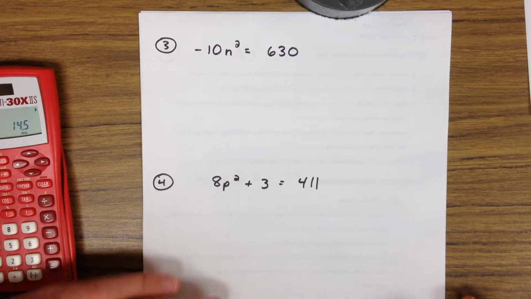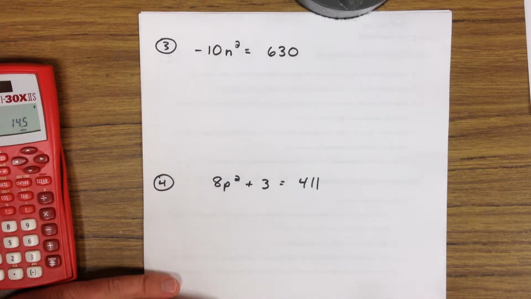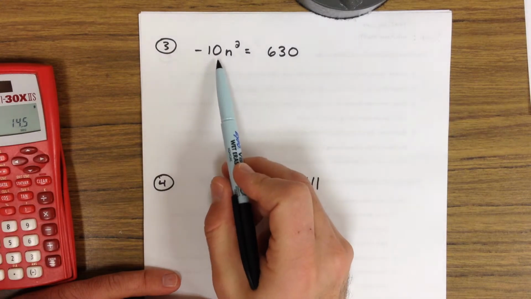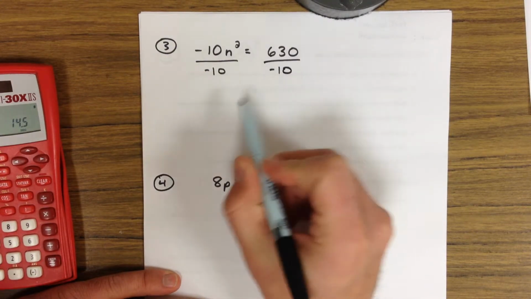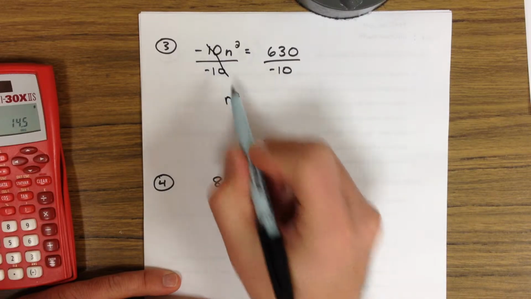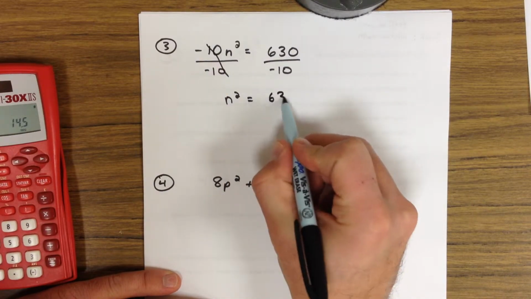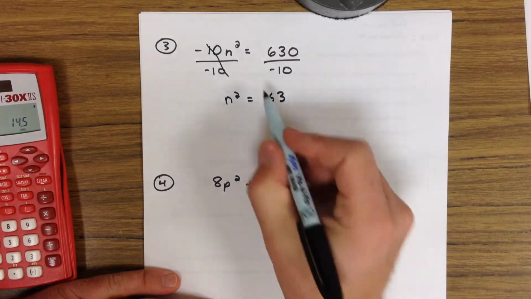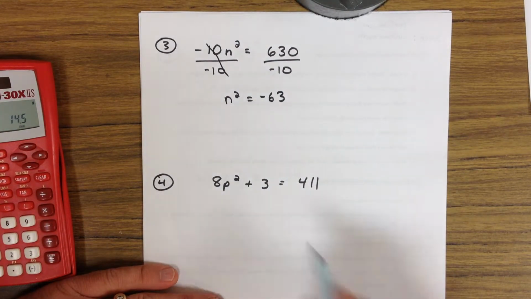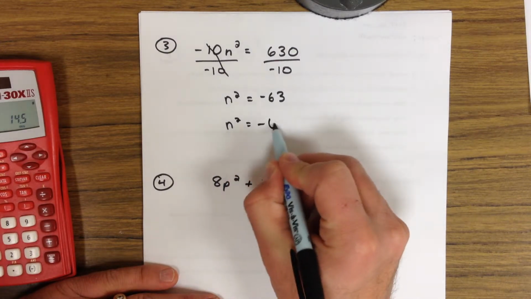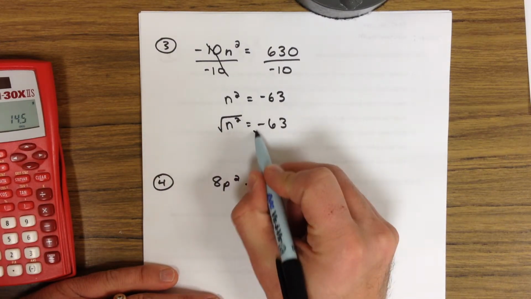Okay, we just spent a whole chapter doing imaginary numbers, and this is why. Because this one right here, I'm going to have to divide both sides by -10. So I have n squared left over here, and 63 left over here, or -63. So now when I go to take my square root, I'll rewrite it. I square root that, square root that.